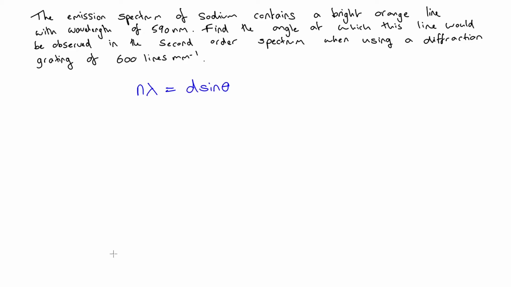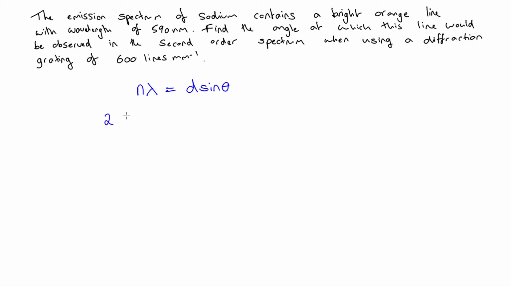So it says the emission spectrum of sodium contains a bright orange line with wavelength of 590 nanometers. Find the angle at which this line would be observed in the second order spectrum when using a diffraction grating of 600 lines per millimeter. Well, how are we going to do that? Well, we're going to use the formula here, n lambda equals d sine theta. We've been asked about the second order spectrum, so n in this formula is going to be 2.